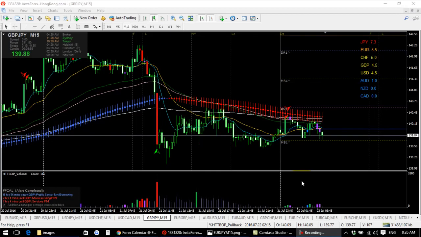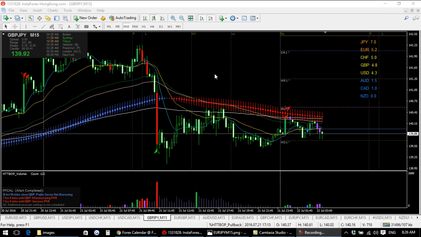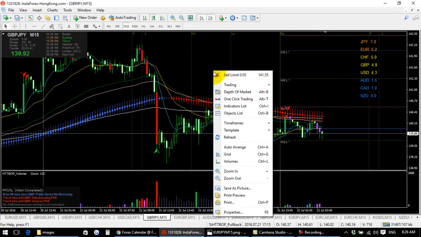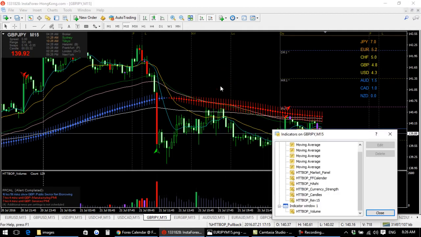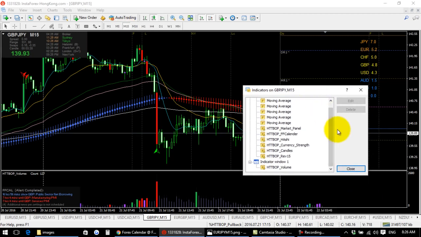This set of indicators and this strategy is called the HTTBOP, the How to Trade Binary Options Profitably pullback. It's called the pullback strategy. Okay, in the next video I'm going to explain to you how it actually works. First, we'll look at what indicators we have. Okay, so it's trading on the MT4 platform and on a 15-minute chart. Okay, only a 15-minute chart.